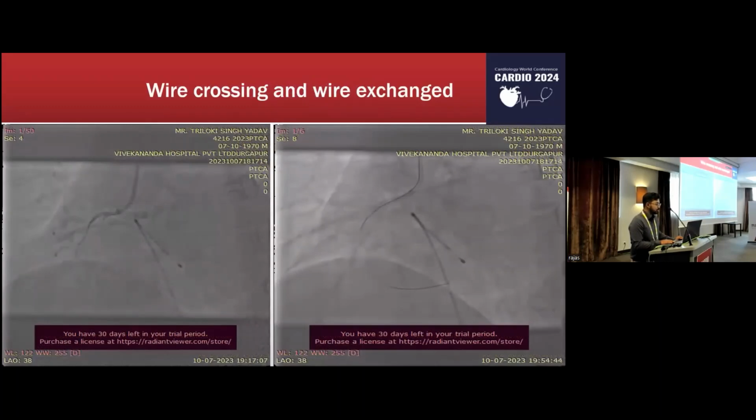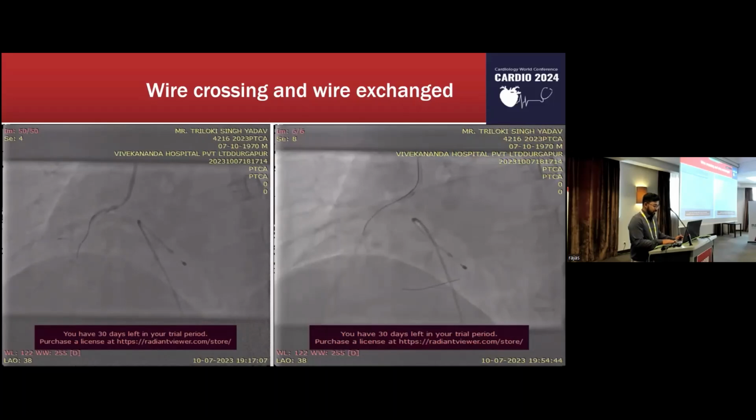This is the wire crossing and wire exchange. Before telling about the wire crossing on the right side, it was a very difficult CTO, JCTO score of 3 at least. I have used gradual escalation of the CTO wires. First, I have tried with Filter FC. Then I have tried with Filter XT. Then I had to use Gaia Second.